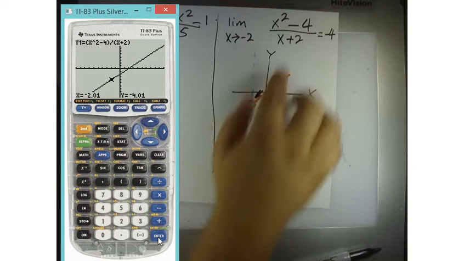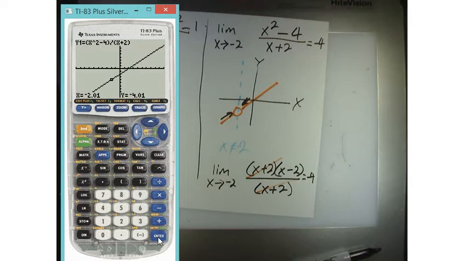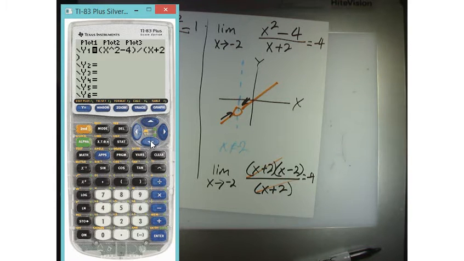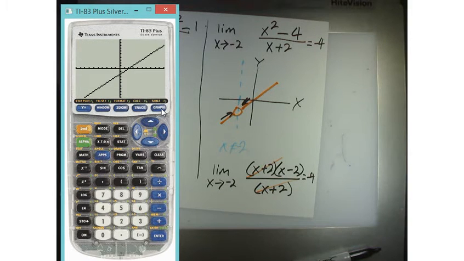Now what I want you guys to realize is that x minus 2 is a completely different equation than x squared minus 4 over x plus 2. And what I mean by that is if I come in here and I graph, it's the same line right on top of it, but without the domain restriction. So if I say x plus 2 on the top, and I graph this, oh yeah, minus, thank you. It looks like the same line.